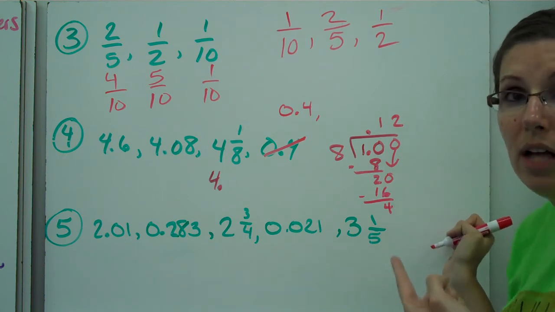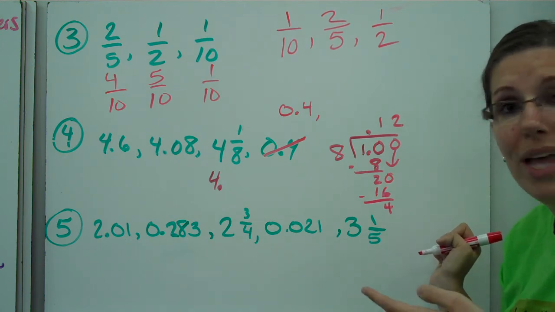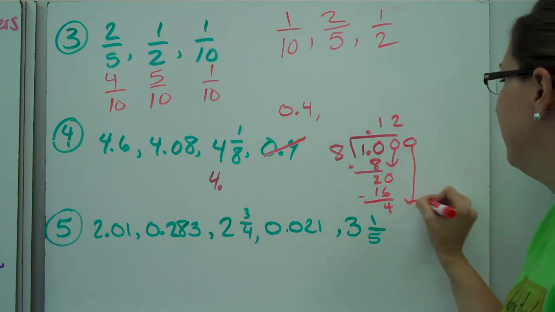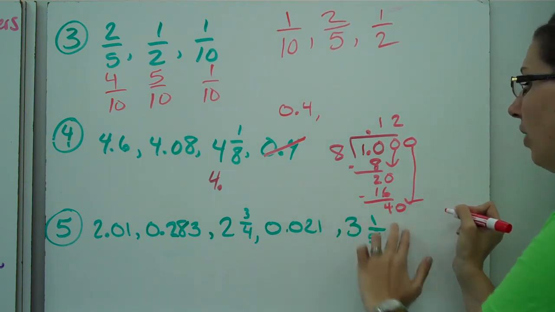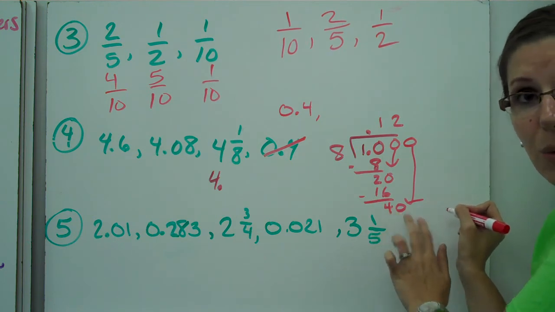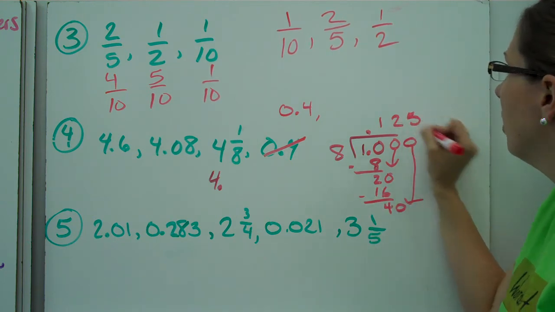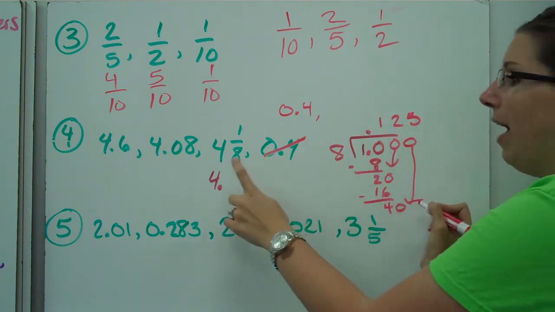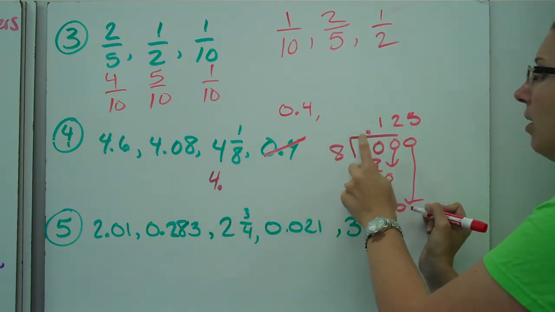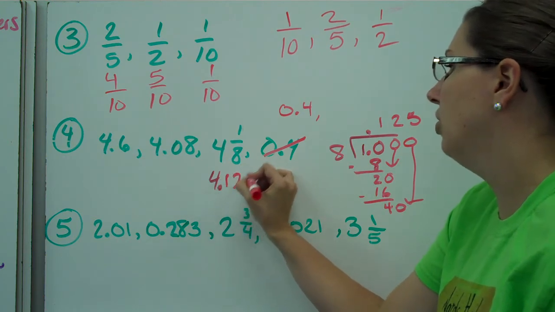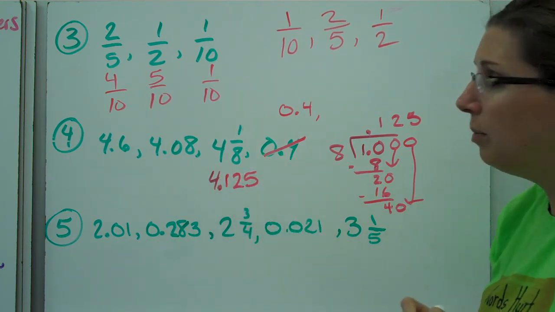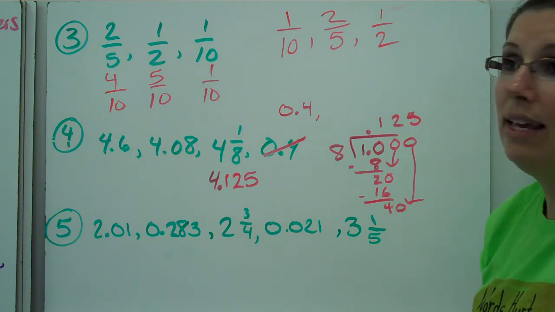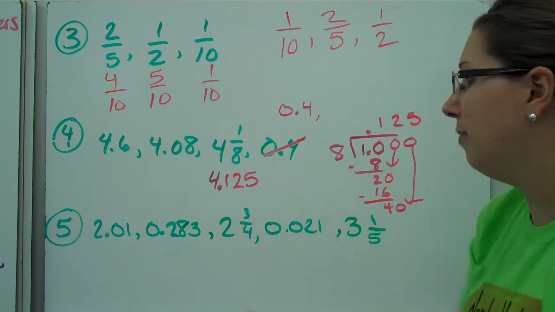This is the point where I see a lot of students stop and quit. Don't quit. You're almost there. Add another 0 and bring it down, and you get 40. 8 goes evenly into 40 5 times. So 1/8 is equivalent to 0.125. So if I have 4 1/8, I've got 4.125.